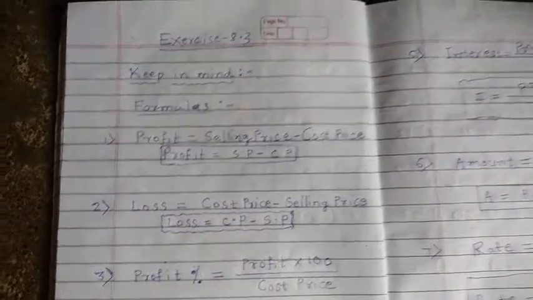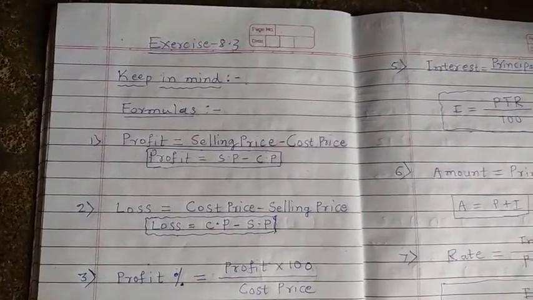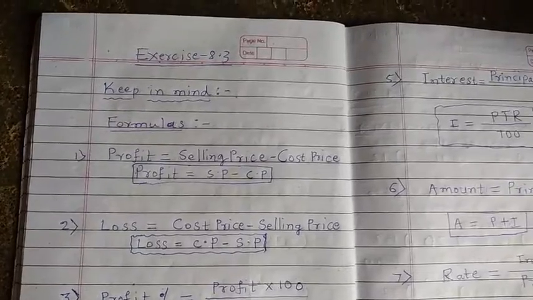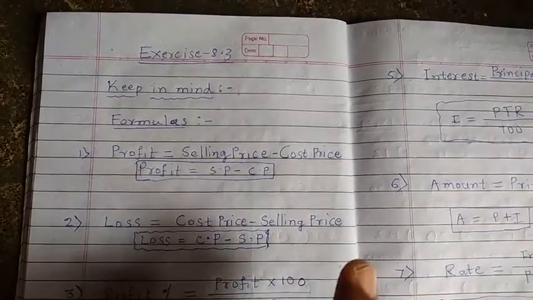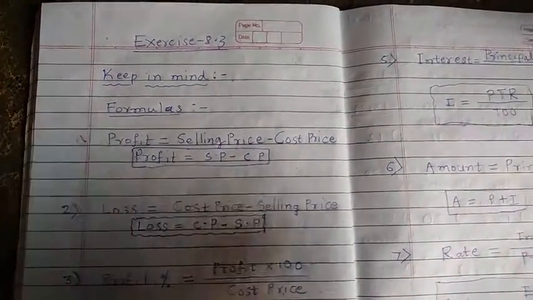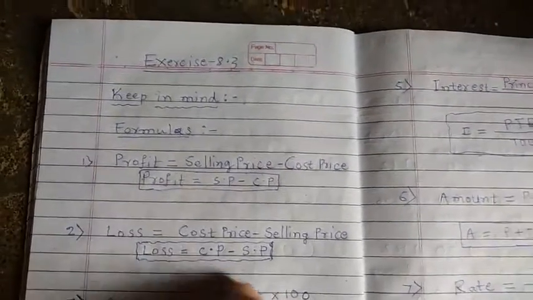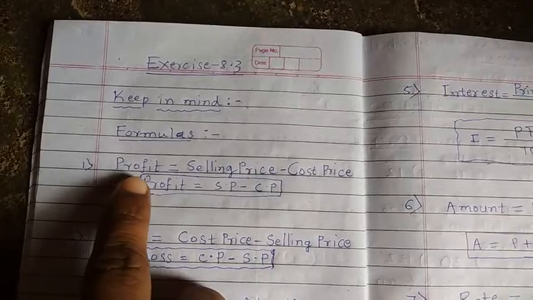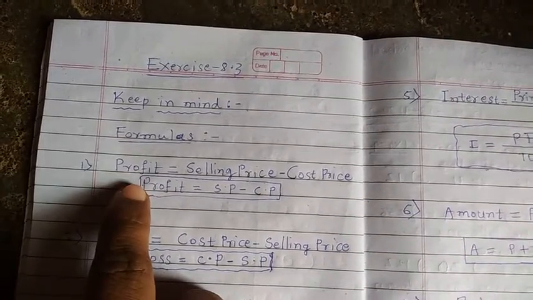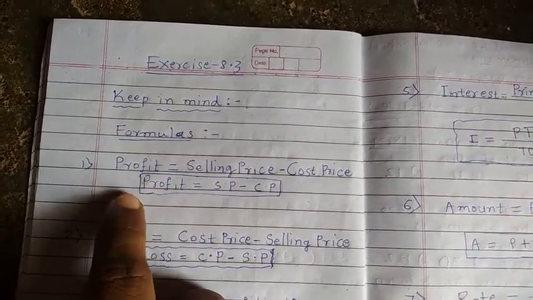I will explain those formulas one by one. After that, I am going to start exercise 8.3. So the first formula is profit. This is the formula to find the profit.